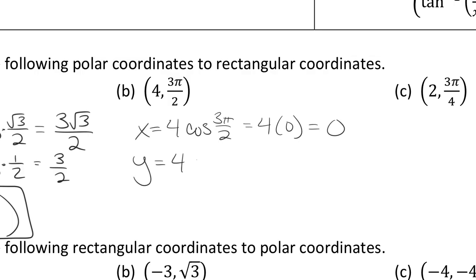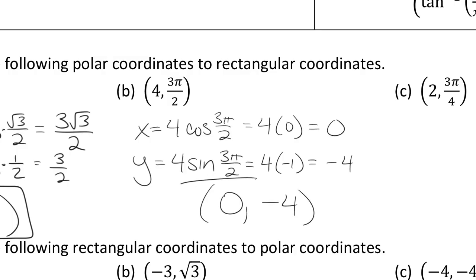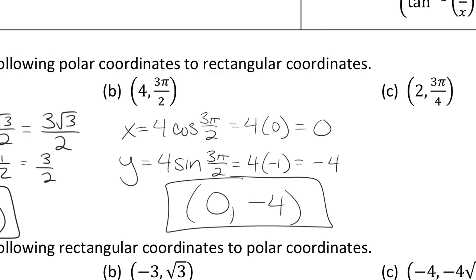And when I go to plug this in for the y-coordinate, the sine of 3 pi over 2 is -1, which means I should get the coordinate point (0, -4). How did we do? Good on that one. Let's try the next one.